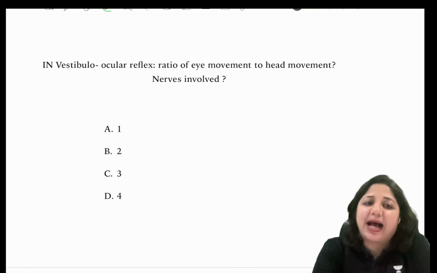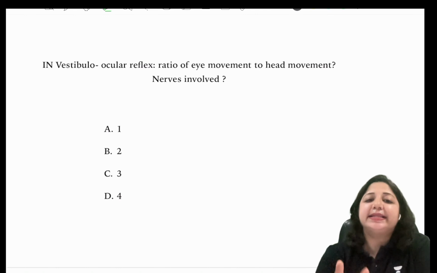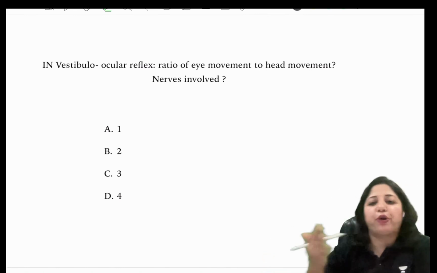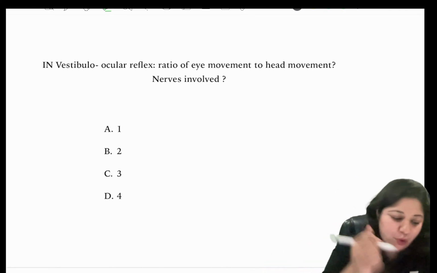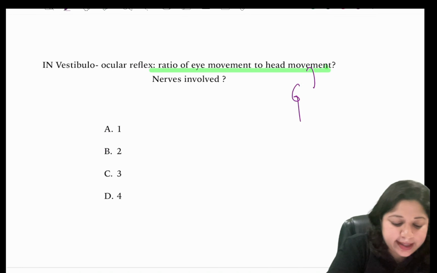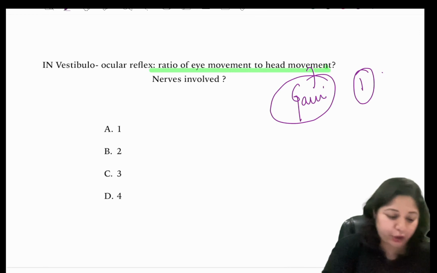Okay, so coming to the last one, it says vestibulo-ocular reflex. Again, there's a confusion here. Some say what is the ratio of eye movement to head movement. Some say what was the nerve involved. Well, I would answer both. The ratio of the eye movement to head movement, if we take the gain here, it has to be 1. The gain is 1.